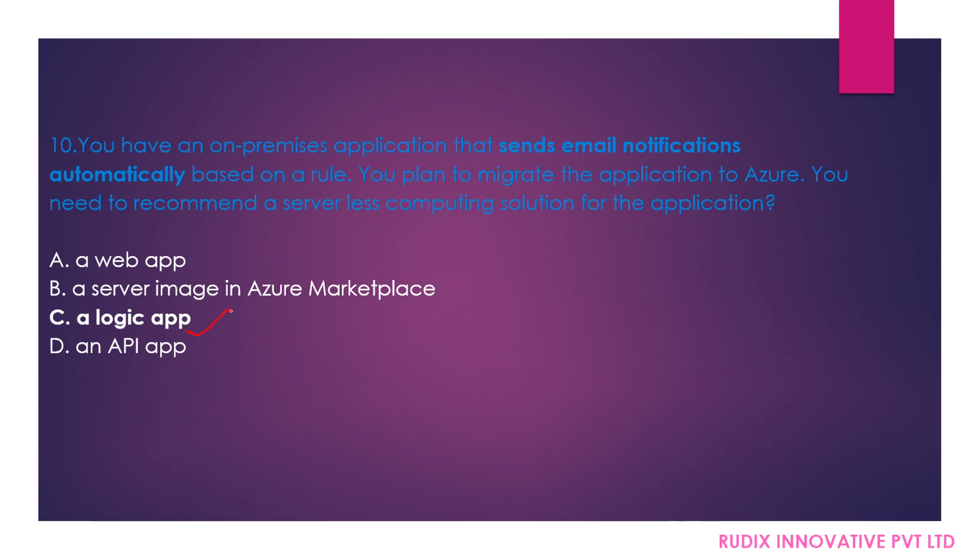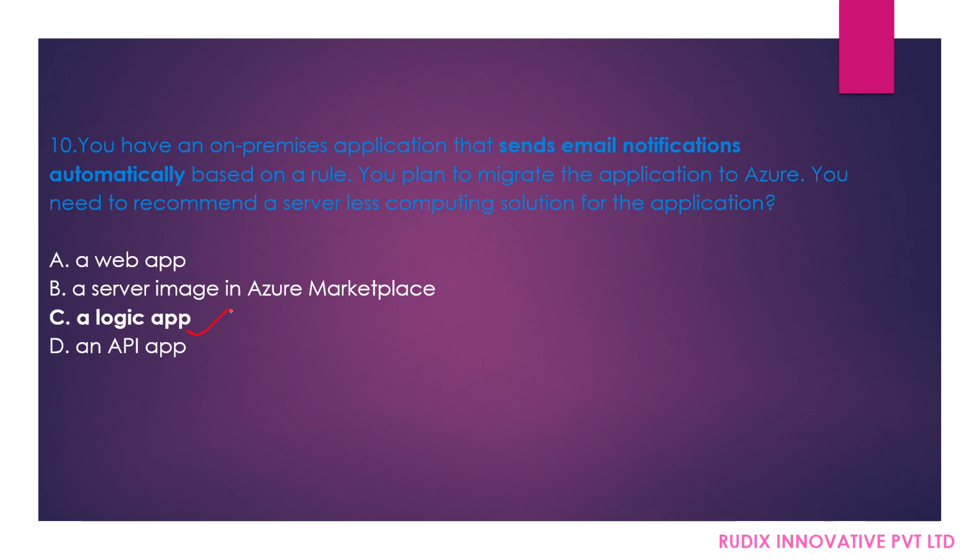If you know the Azure portal, there we have some email notifications to send emails directly. So why is it a logic app? Logic Apps in Azure provide a serverless computing solution for automating workflows and integrating various services and applications. In this scenario, migrating an on-premises application that sends email notifications automatically based on a rule to Azure can efficiently be achieved using a logic app. Logic apps allow you to define workflows using a visual designer without needing to manage the underlying infrastructure. With a logic app, you can create triggers based on events, such as a rule for sending email notifications, and define actions to be taken when the trigger condition is met, such as sending the email notifications.